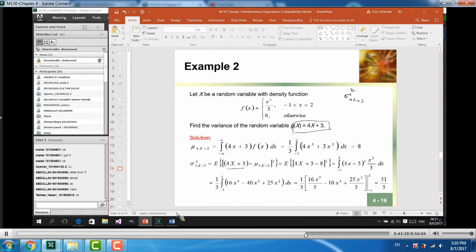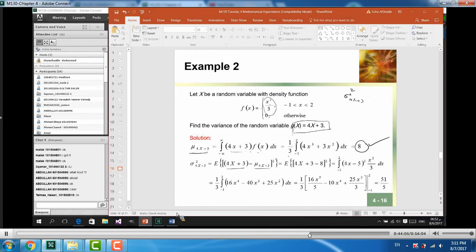The mu of 4x plus 3 is the integration of 4x plus 3 times fx. So multiply it with fx. Fx is x squared over 3. 1 over 3 is outside. X squared multiplied with everything that we have. So this is what we are getting. Integrate, use the boundaries here and get the result. You will get the result equal to 8. I want you to check that you can find this result, as a practice for you. Check that you can get this integration result as equal to 8.